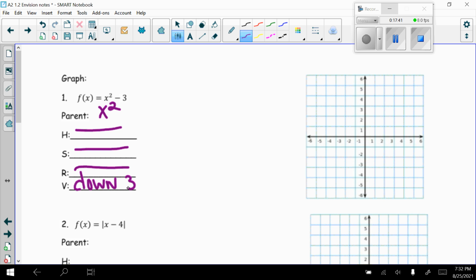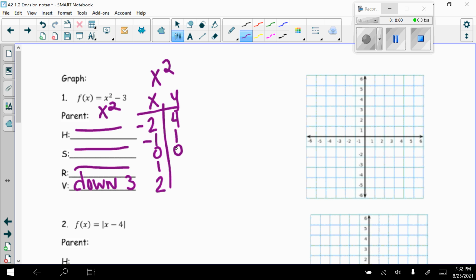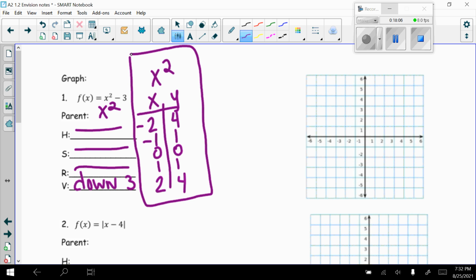Now I make an XY table of my parent function. X squared, the parent function, I will always use the points -2, -1, 0, 1, and 2. I have 5 points. If I plug each of these points into x squared, -2 squared is 4, -1 squared is 1, 0 squared is 0, 1 squared is 1, 2 squared is 4. This is the parent function and the XY table I will always use for parabolas, every single one.